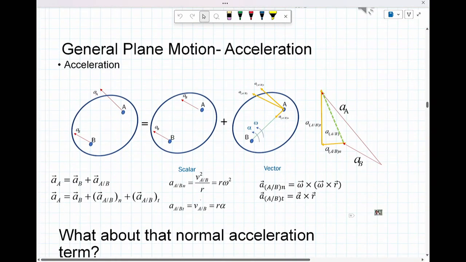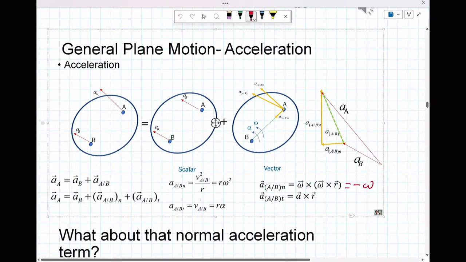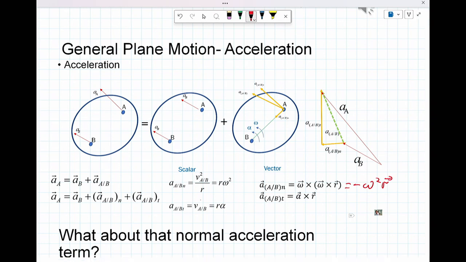I don't know why I write it this way. So what I should write here is minus omega squared r, where the vector is going to be determined only by planar motion. This is only true because in this course nothing happens outside of the plane of the board.